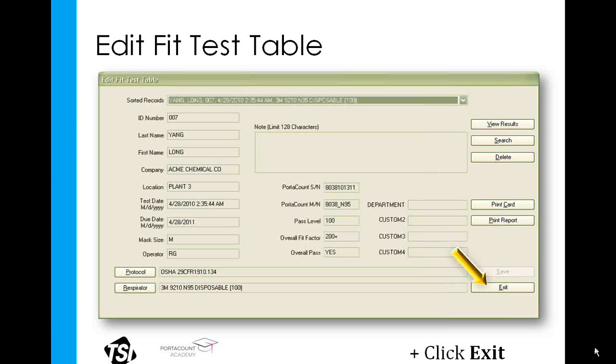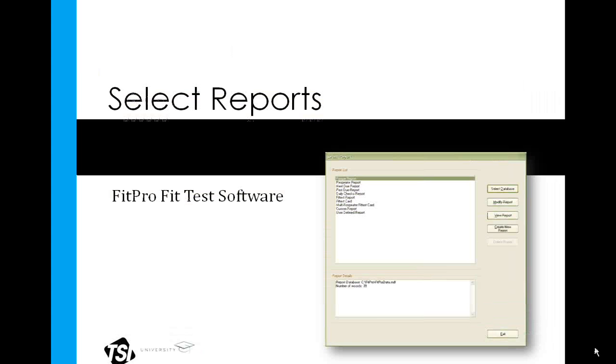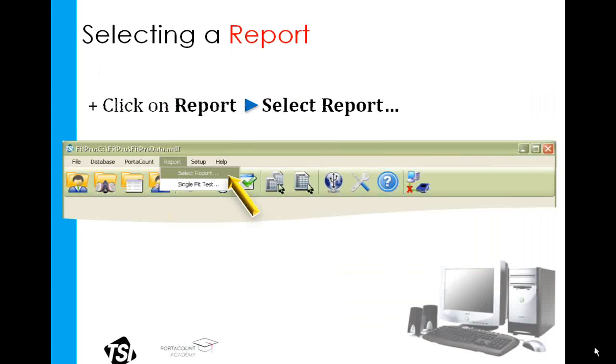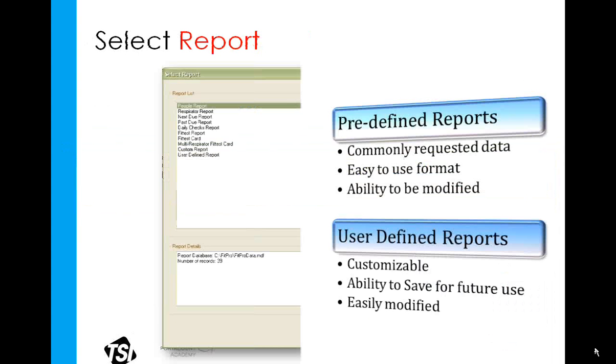So at this point, we can exit out of the single fit test report window, and we're going to move on to the more advanced reporting features. At the top of the FitPro window, again, above the icons, I want you to go to Report, but then this time I want you to go to Select Report. In this Select Report screen, we can access reports, modify reports, and create user-defined reports. And again, we're going to take this screen into different sections.